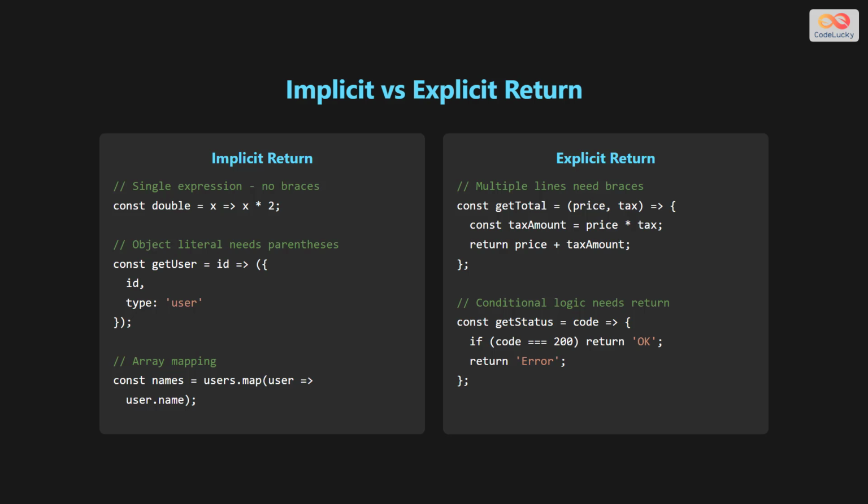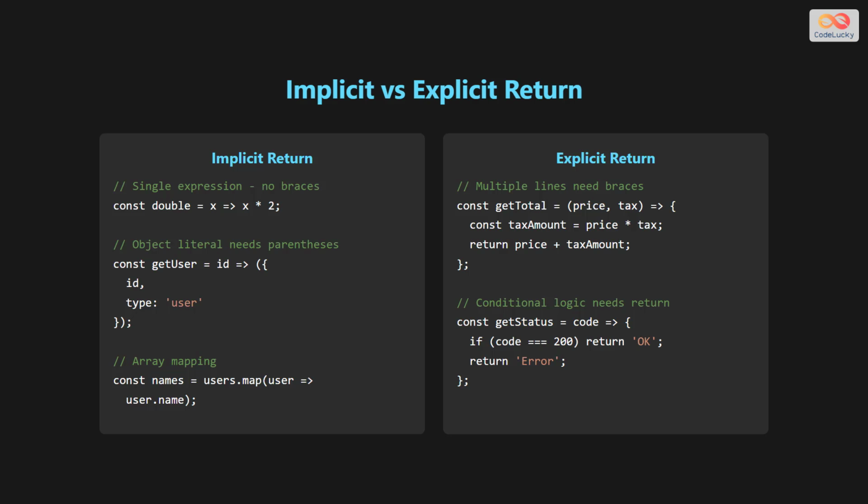Arrow functions support both implicit and explicit returns, making them versatile for different situations. An implicit return is when the function body is a single expression and does not need curly braces or the return keyword. This expression's value is returned automatically. If an object literal is to be returned, it should be enclosed in parentheses.